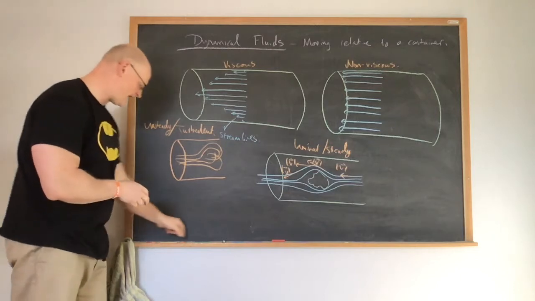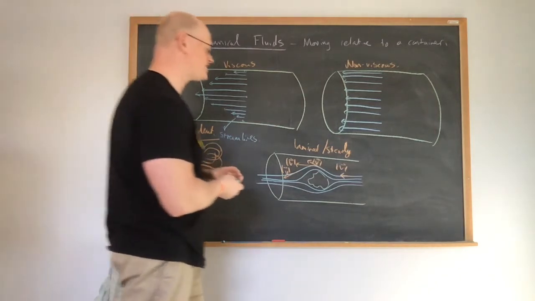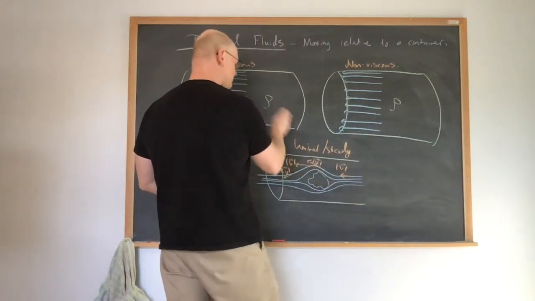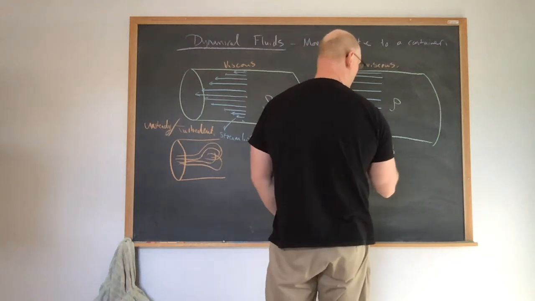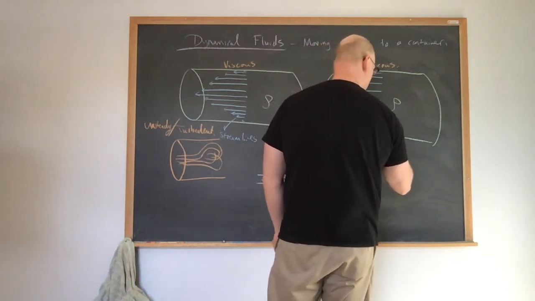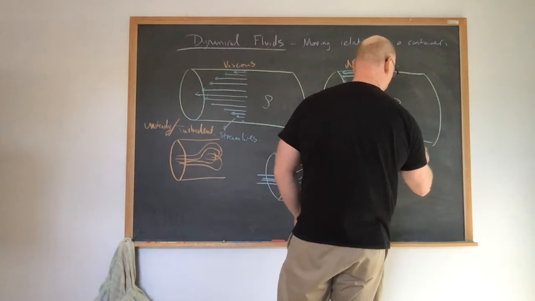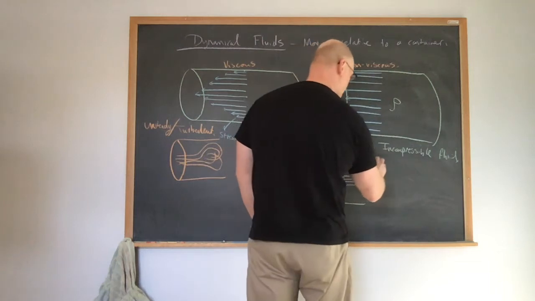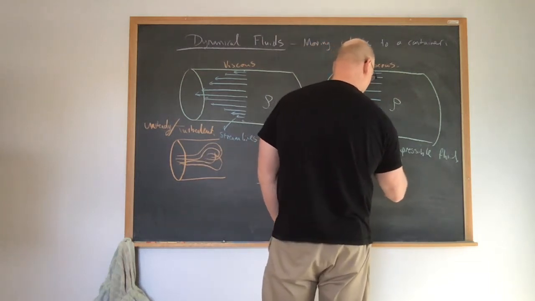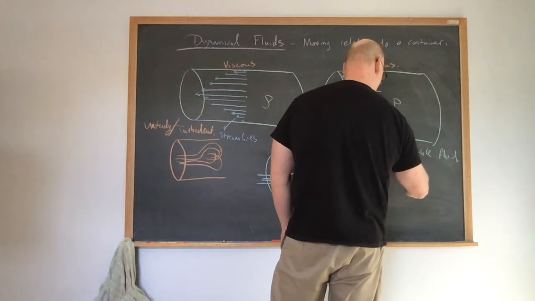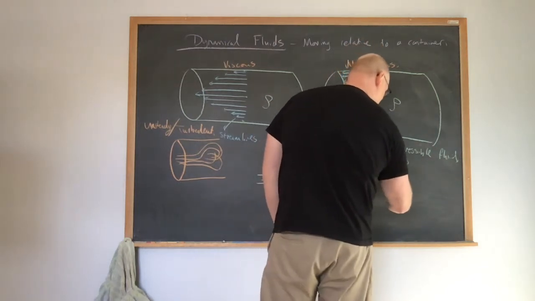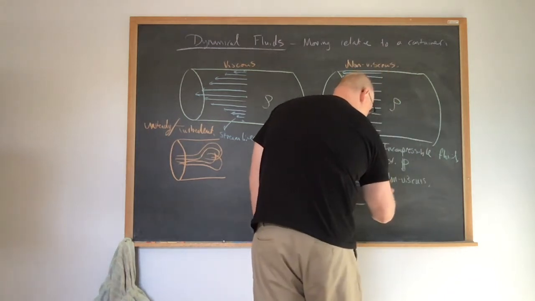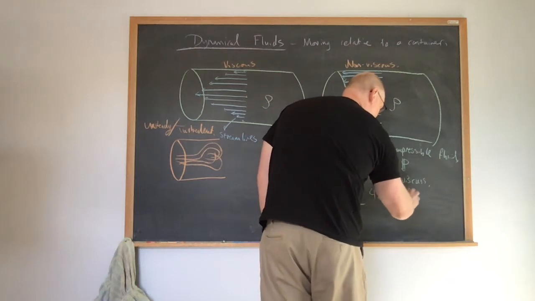What else? We're also going to assume that the density is constant all the time. Okay, so we're going to assume that the density of the fluid remains the same. We're also going to assume that it is incompressible. So we have an incompressible fluid. Again, we're going to assume that it is constant density, constant rho, that it is non-viscous, that it is steady and laminar.